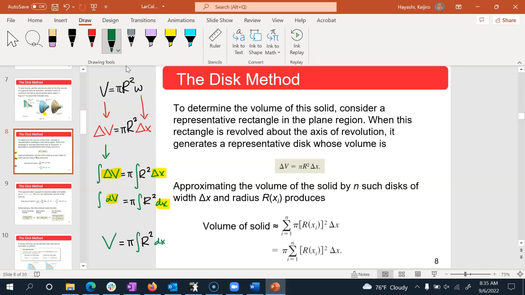That is sort of the fundamental basis of this disk method. So it just follows from the volume of a cylinder. Pi r squared times the width of each. And the width is the dx. And the radius is the function value.